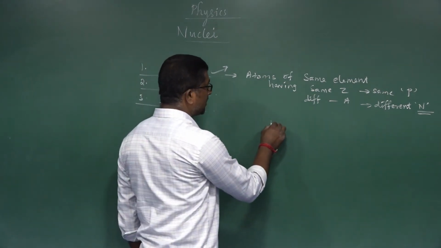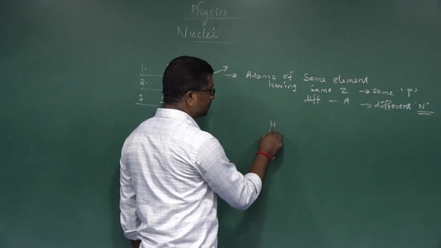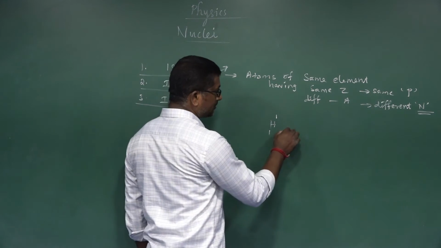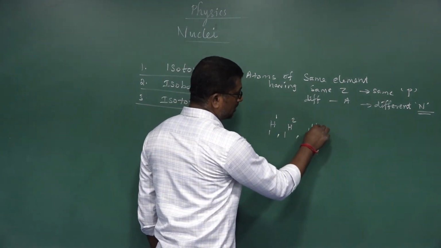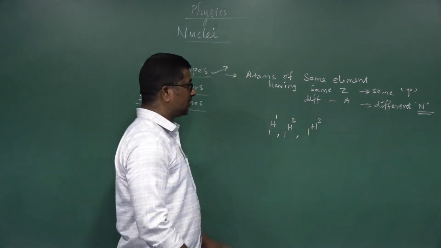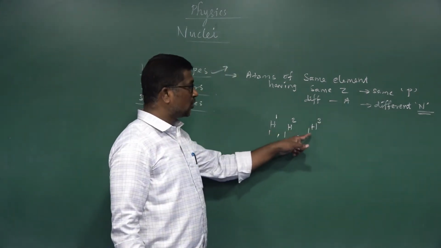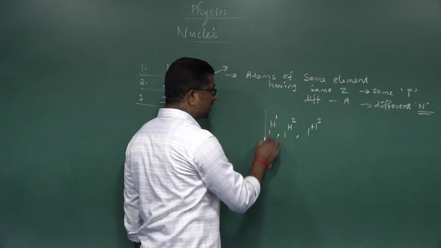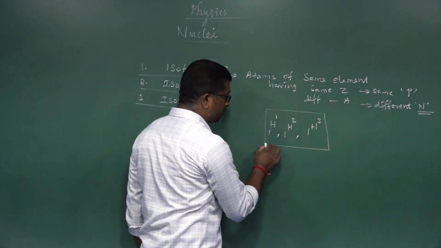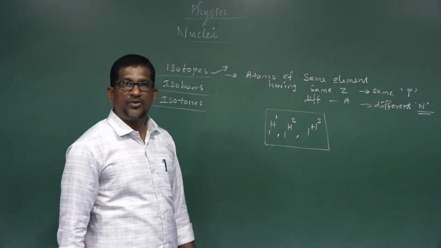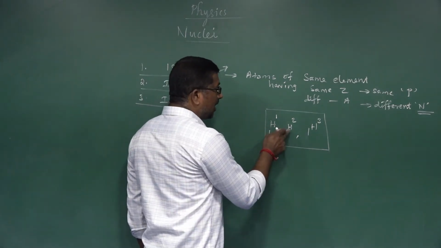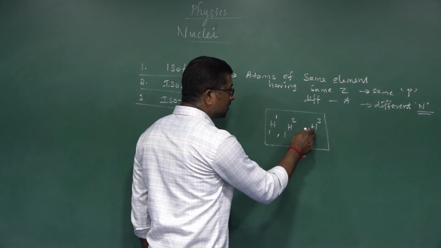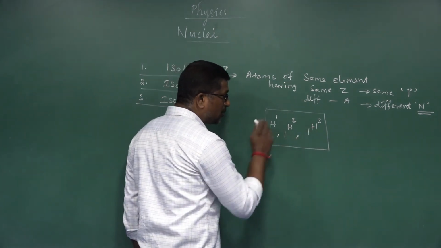One of the best examples for isotopes is the hydrogen isotope. Right? Hydrogen isotopes are represented by 1H1, 1H2 and 1H3. So 1H1, 1H2 and 1H3, these three are isotopes of hydrogen. Right. So see here, the hydrogen nuclei consist of the same number of protons.